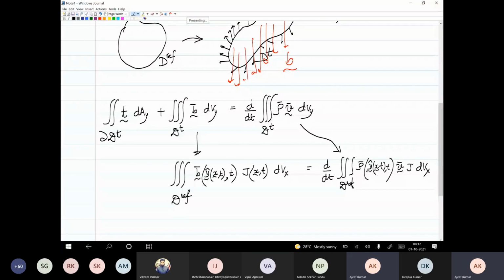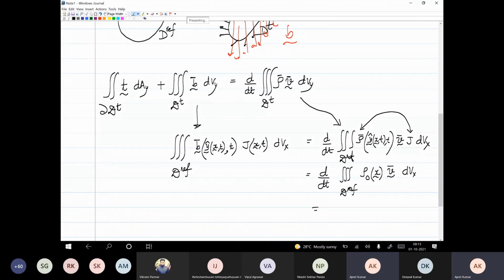So this is then d/dt of the integral over d_ref of rho naught, and rho naught, you know, is just a function of x, independent of time, times v bar dVx. Okay, and then you bring this d/dt inside, and you see that this v bar, now that you have changed to d_ref, you could also write as v hat, no? So this can always be written as v hat, and likewise even on the top, this v bar is actually v hat, because v bar is the same as v hat.